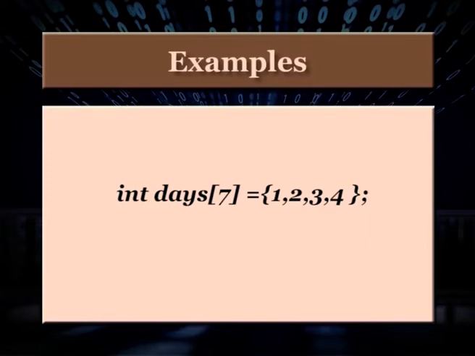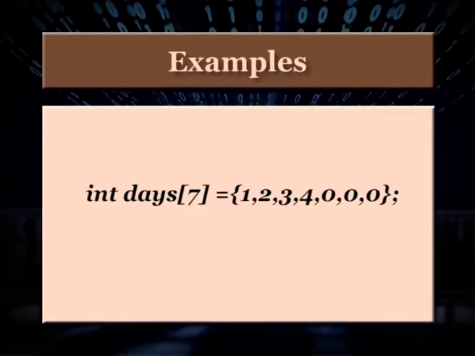Now see this example. int days[7] = {1, 2, 3, 4}. Here, the number of initializing elements is less than the size of the array. Now what will happen? All the individual array elements that are not assigned explicit initial values will automatically be set to 0, like int days[7] = {1, 2, 3, 4, 0, 0, 0}.